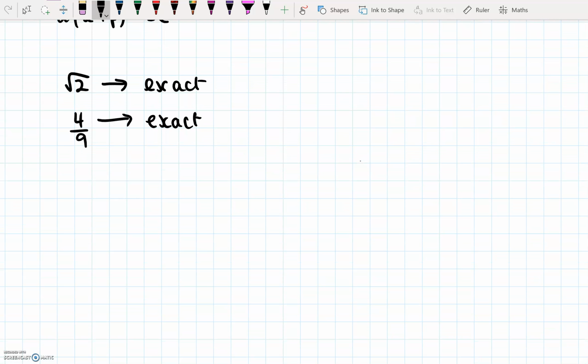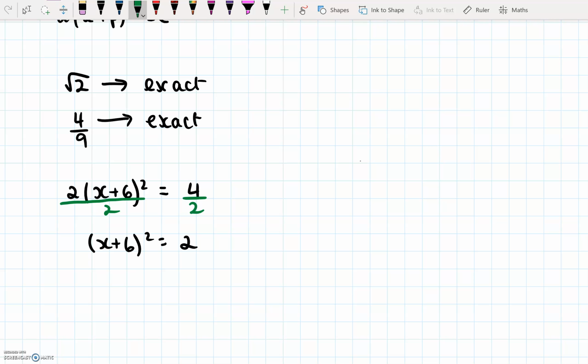Okay, so as an example, if we had 2 brackets x plus 6 squared equals 4. Your first step here is that we divide by 2 on both sides, which gives us (x plus 6) squared equals 2. Then we take the square root of both sides, so we get x plus 6 equals root of 2, or x plus 6 equals the negative root of 2.